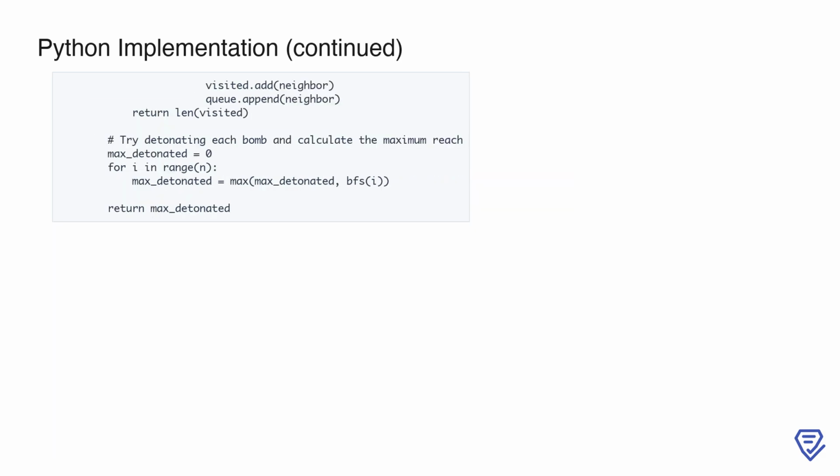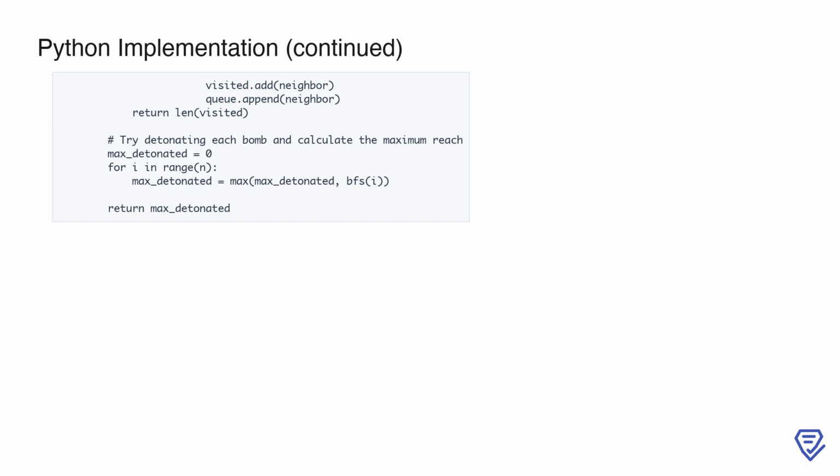Now, inside the BFS function, we iterate through the queue as long as there are bombs left to process. For each bomb, we retrieve its neighbors from the adjacency list. If a neighbor hasn't been visited yet, we add it to the visited set and enqueue it for further exploration. This ensures that we traverse all bombs reachable from the starting bomb. Once the queue is empty, meaning no more bombs can be detonated in the chain reaction, the function returns the total number of visited bombs, which represents the reach of the chain reaction starting from that bomb.